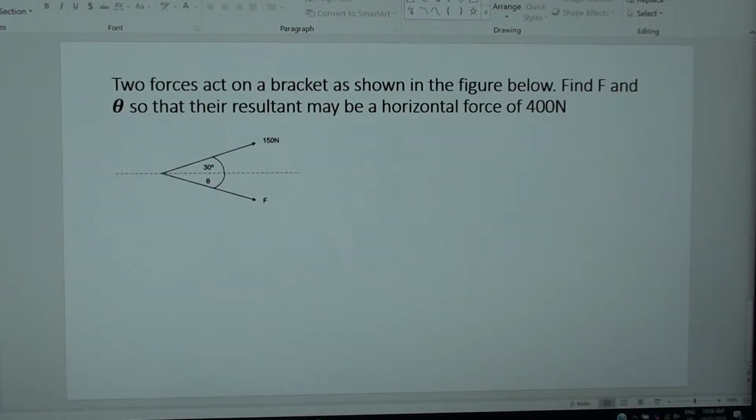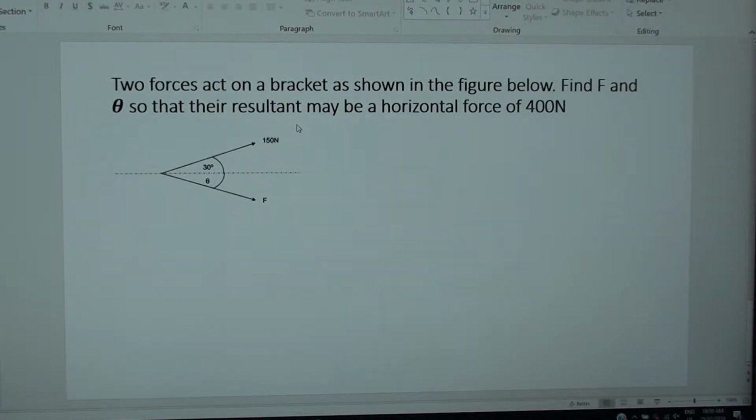Hello, try to solve this example from your exercises. Two forces act on a bracket as shown in this figure. Find F and theta so that their resultant may be a horizontal force of 400 newtons.